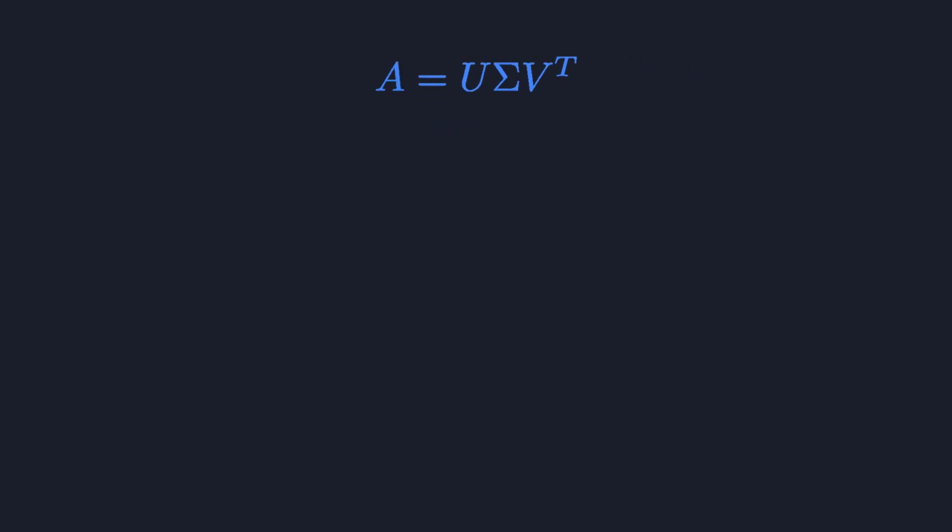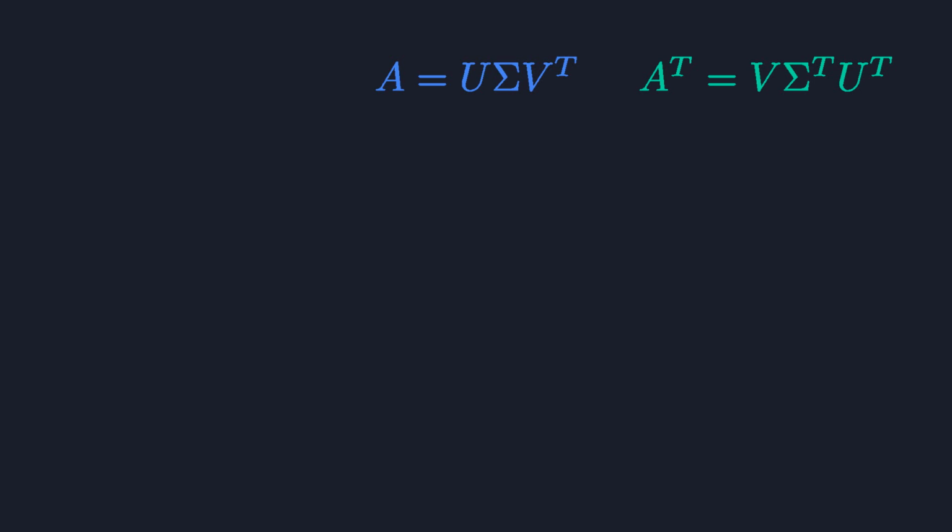Our goal now is to calculate these 3 matrices from the original matrix A. The trick that gets us going is to look at the transpose of A. The transpose of a product becomes the product of the transposes, but in the opposite order.